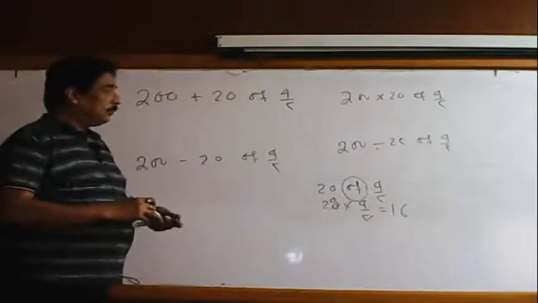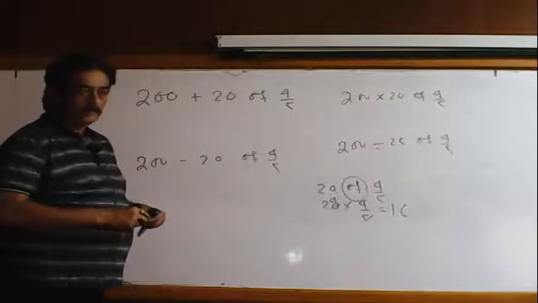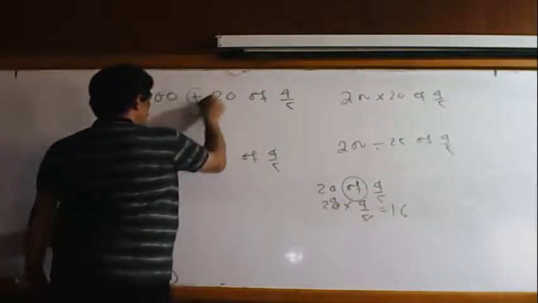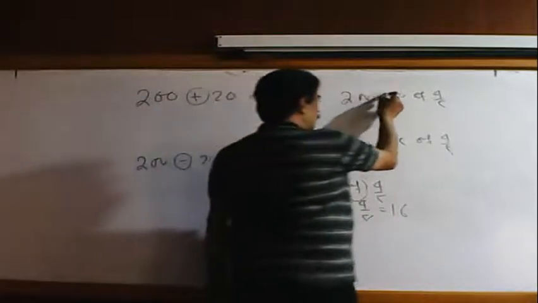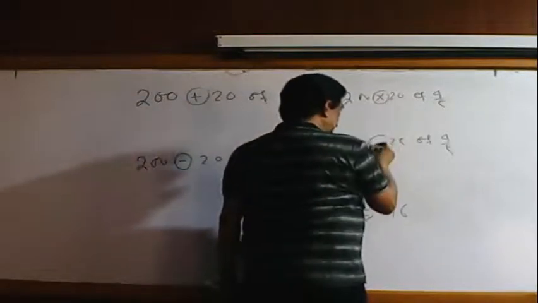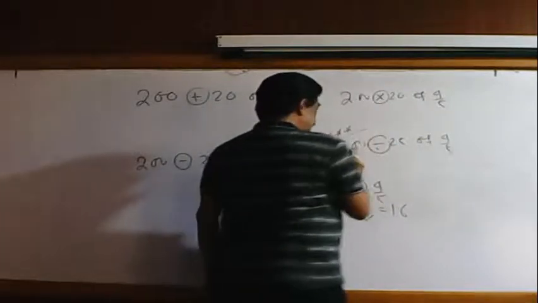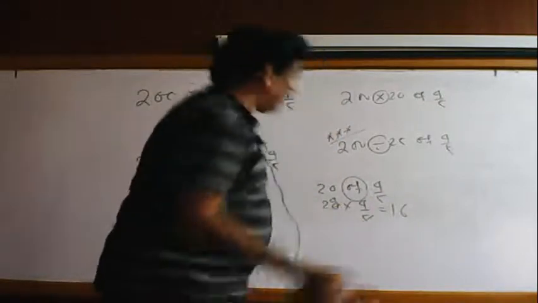But this rule will change. You have to observe which sign is there before 'of'. Now before 'of' is a plus sign, no problem. Before 'of' is a minus sign, no problem. Before 'of' is an into sign, no problem. But before 'of' a division sign is a problem. So these are the star mark problems. They will give this relation. You have to operate.